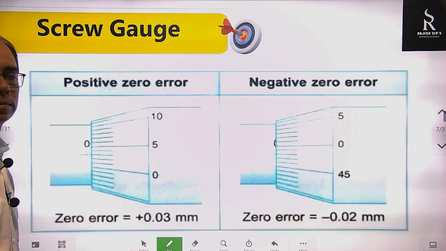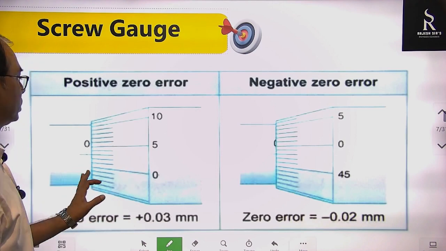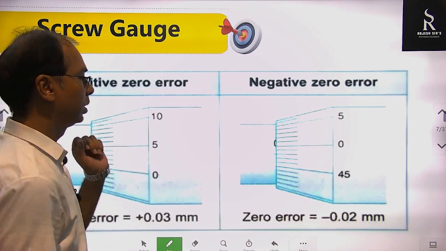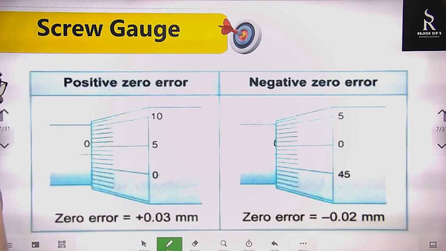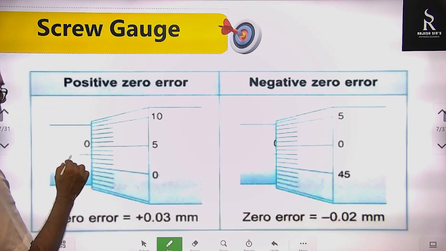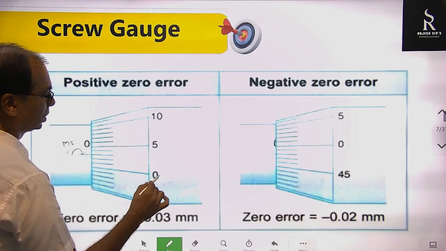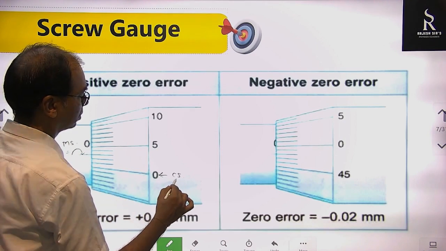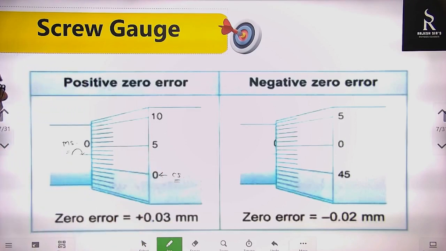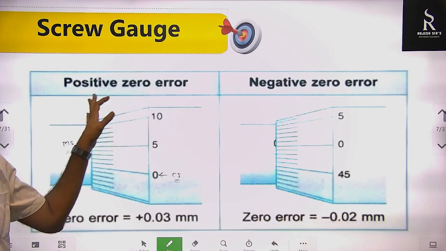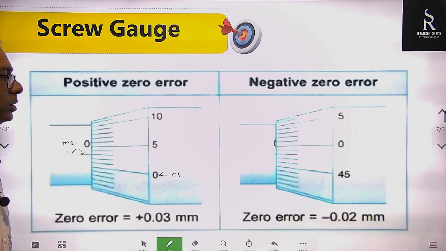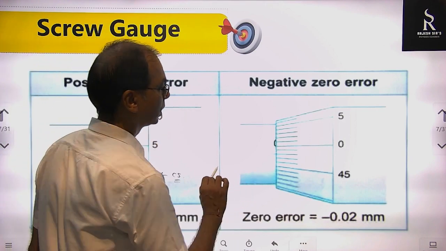Here it is. Positive zero error, negative zero error. Now what is there in this? You have to see main scale 0, circular scale 0. Circular scale 0 is below main scale 0. What error? Positive zero error.